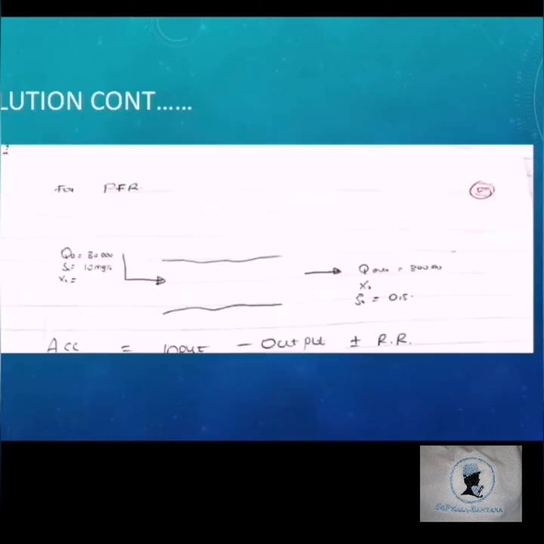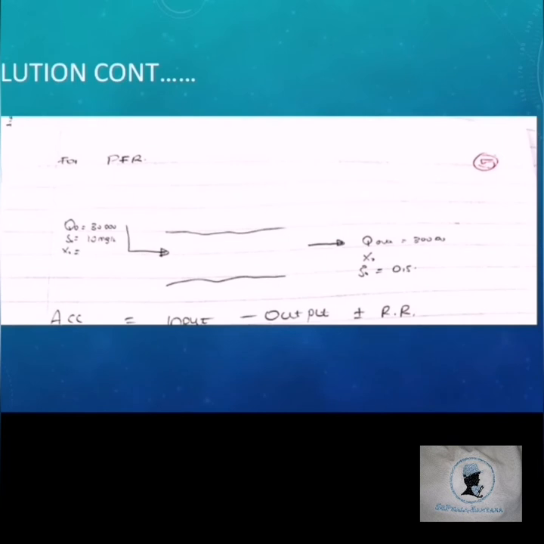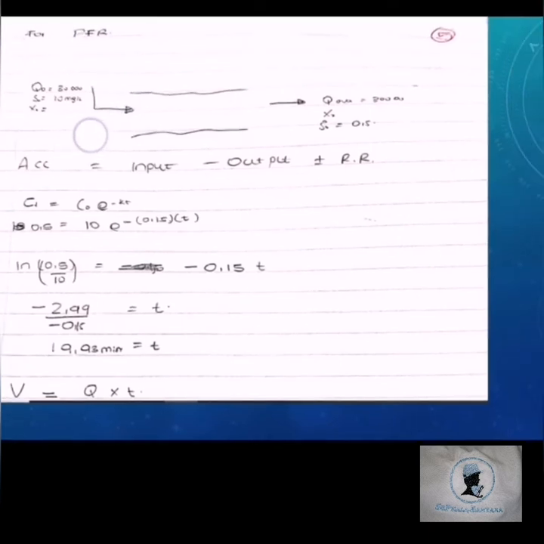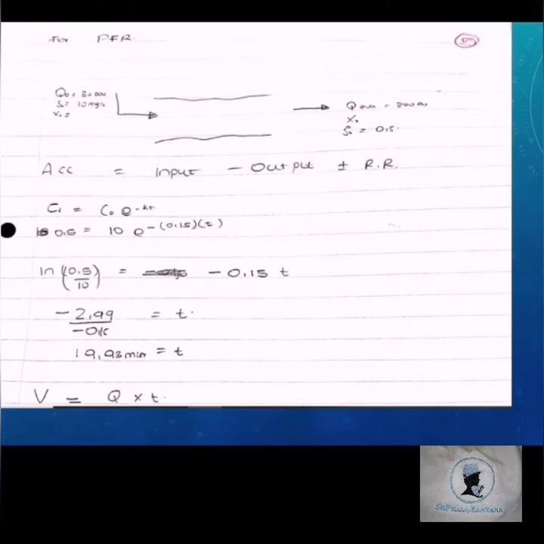So we went on and said for the PFR, this is what we have. We drew the PFR, remember it's long. So with the PFR, we write the universal mass balance analysis equation, and then we go on and go to our reactions. We go to a batch and we check, okay, so when we want a concentration in the first order, which equation do we use?